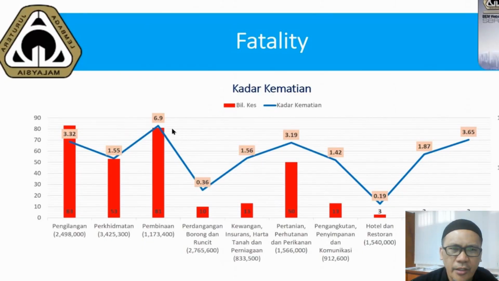Okay, this is the graphical statistic from the DOSH, Department of Safety and Health Malaysia. So here we show the fatality rate for a variety of industries. So we can see here the construction industry gets the highest rate of fatality compared with the other industries. Okay?